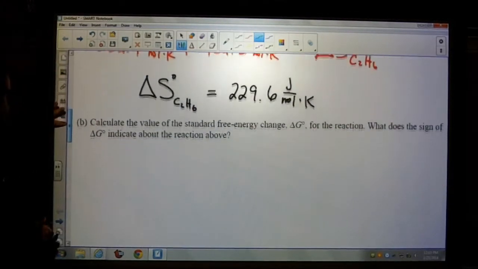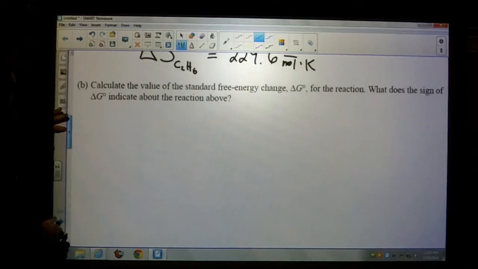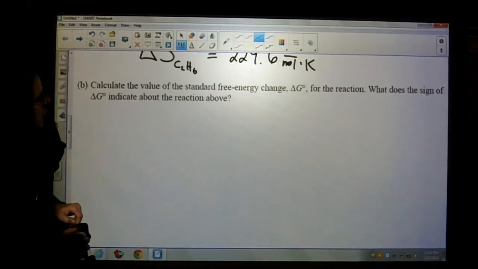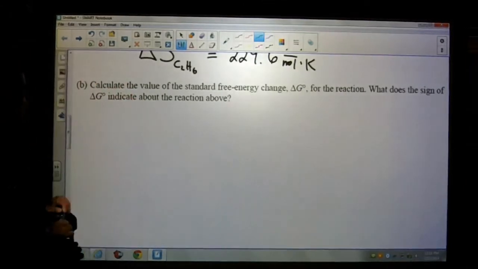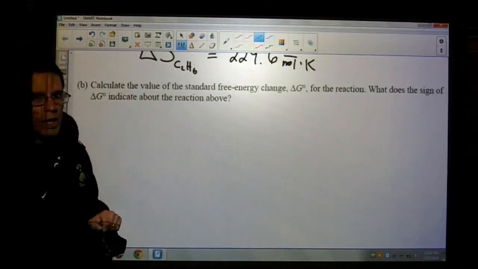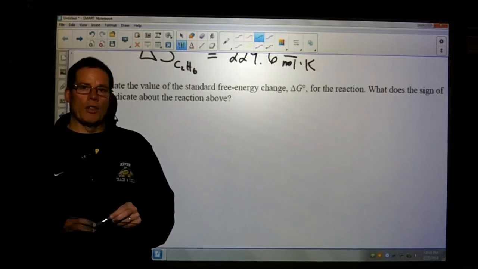Looking at part B. Part B says calculate the value for the standard free energy change, which is delta G, for the reaction. What does the sign of delta G indicate about the reaction? So again, there's two questions that are being asked in this problem.